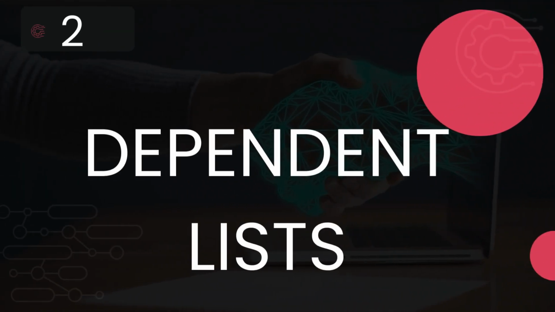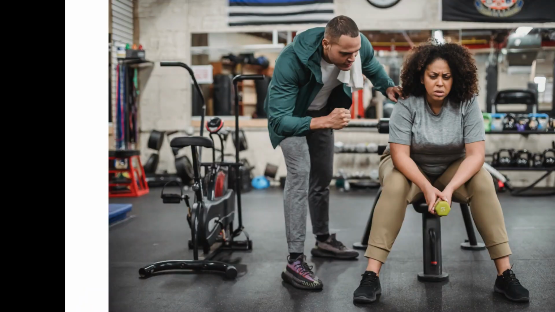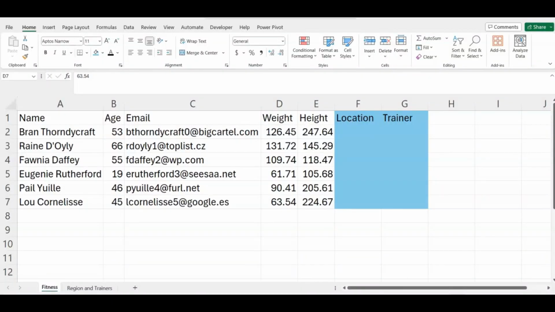Next is dependency list. Say you have a fitness center in different locations and you want your user to be able to select a location and only the trainers in that specific location should show up. Well, you can achieve this with dependency list. To do this, all we have to do is to set up our data.